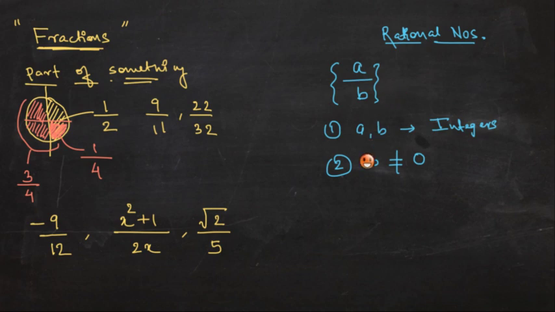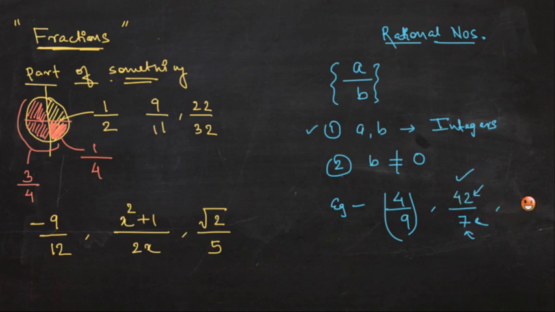Well, let's see. Let's take some examples here. Let's say that I have 4 upon 9. Now 4 is an integer, 9 is an integer. First condition satisfied. And also this denominator b is 9, which is not equal to 0. Hence, this would be a rational number. Let's say that I have 42 upon 7. Integer. This denominator is not equal to 0. Hence, this would be a rational number.